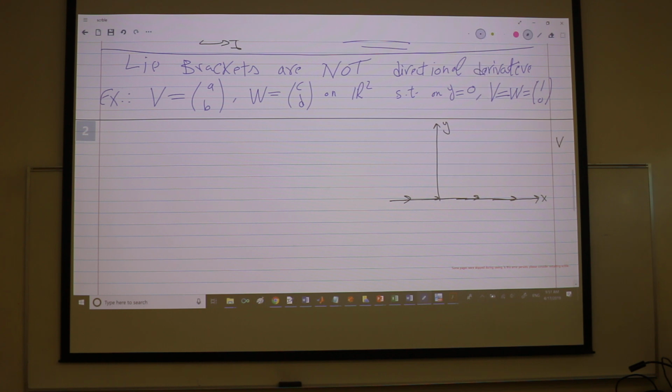The same for W. W also on the x-axis matches V, so they are aligned with each other. Outside, they're doing something else. Maybe this one here is constant, but here it's doing something like that. The same for V, maybe it's actually the other way around, or anything else. But on the x-axis, they match.